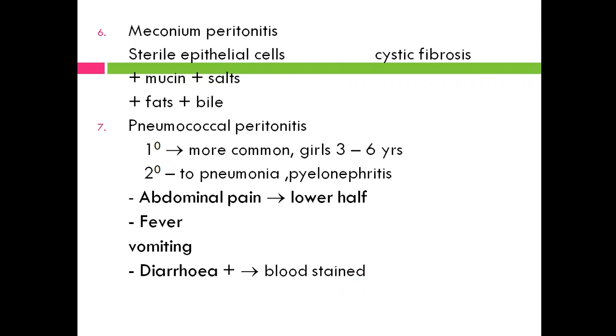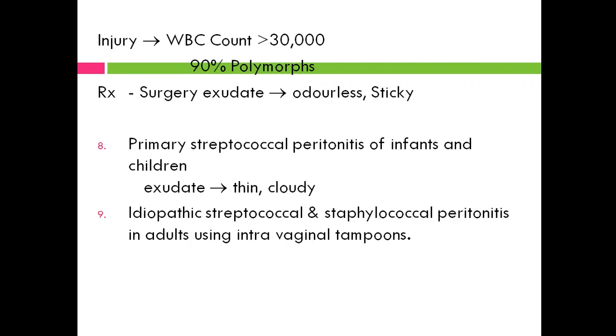Coming to pneumococcal peritonitis. Pneumococcal peritonitis is a primary peritonitis arising commonly in children, girls between the age of 3 to 6 years, or secondary in case of pneumonia and pyelonephritis. So most often you get abdominal pain, especially in the lower half, fever, vomiting and diarrhea with or without blood staining. Again, counts are raised, more of polymorphs, and you do an operation.